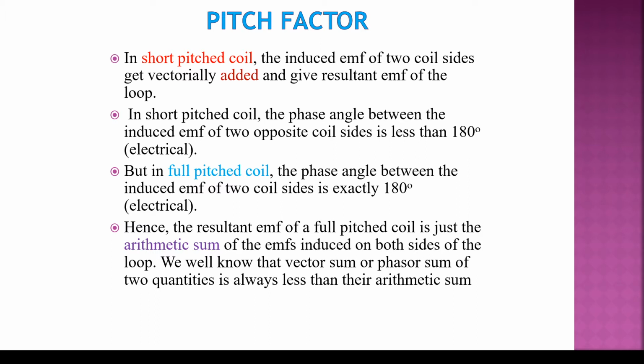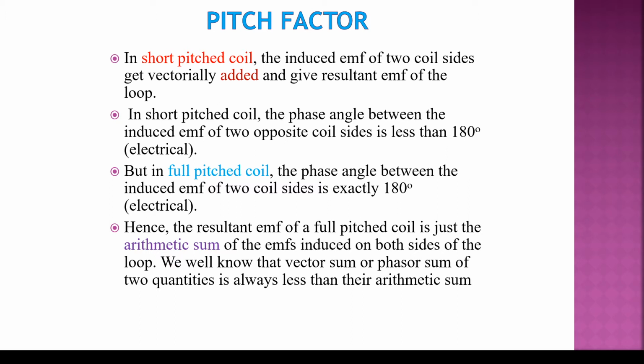So, in a short pitch coil, EMF induced in two coil sides will be added up vectorially and give the resultant EMF of the loop. So the phase angle between the induced EMFs of two opposite coil sides will be less than 180 degrees. This is in the case of a short pitch coil. Whereas in the case of a full pitch coil, the phase angle between the EMFs induced in the two coil sides will be equal to 180 degrees. So the resultant EMF of a full pitched coil is the arithmetic sum of the EMFs induced on both sides of the loop.